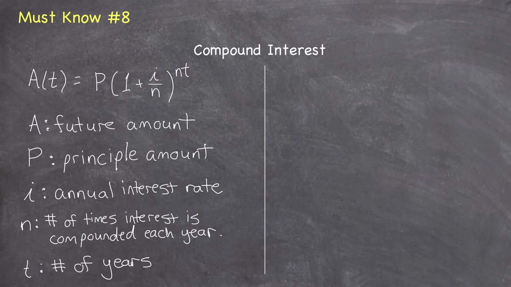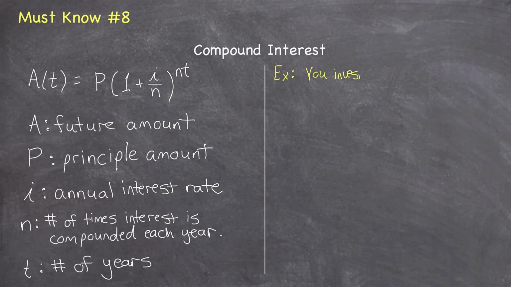So basically how this formula works, if we know we have a principal amount that we invest in an account for T years at a given annual interest rate, and we know that that interest is compounded N times each year, we can use this formula to find the future amount of the value of the money in that account. So let's do an example.